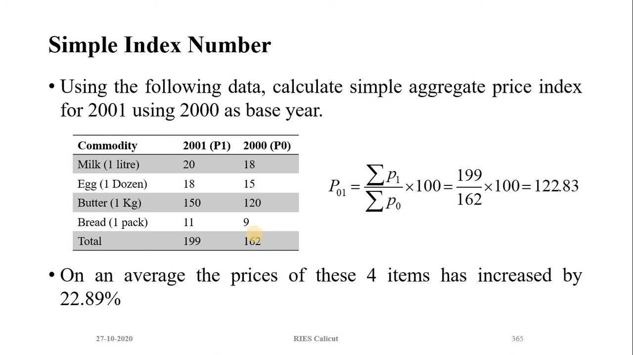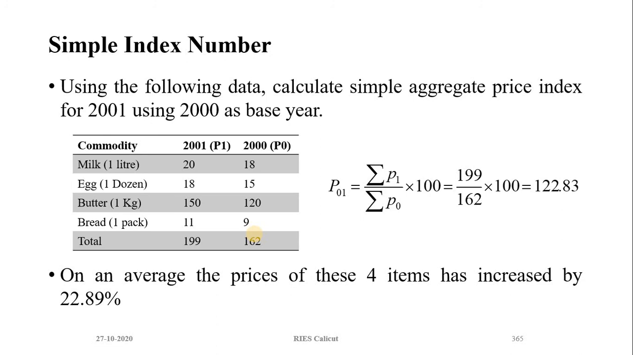So it is 122.83. We are getting a simple aggregate index number 122.83. Okay, this 122.83 is not in kilogram, not in dozen, but it is a number. So it is a relative change in your prices between two periods.